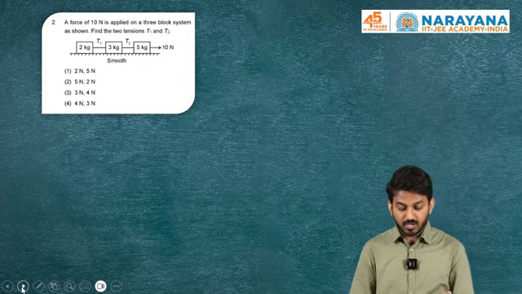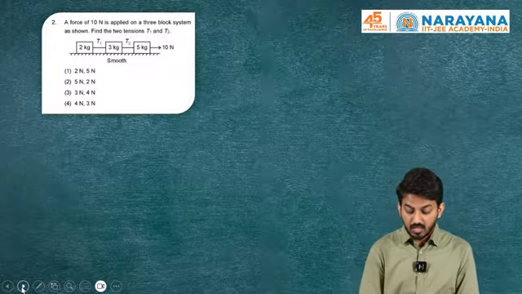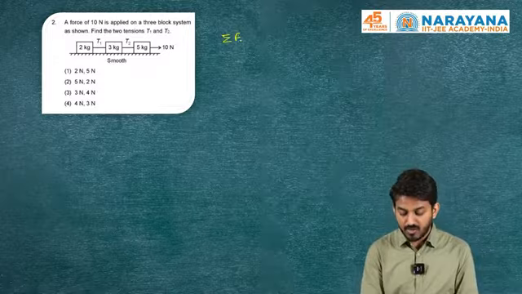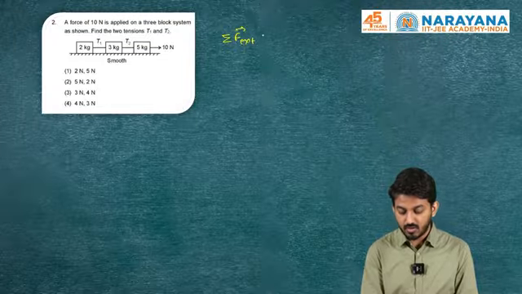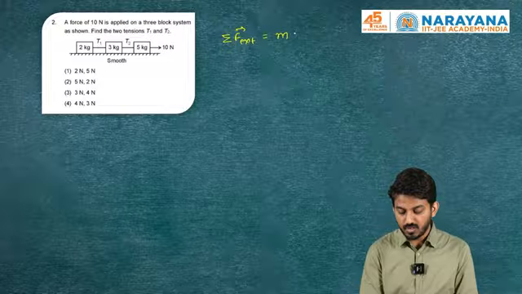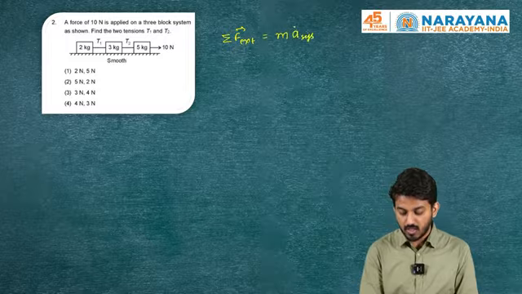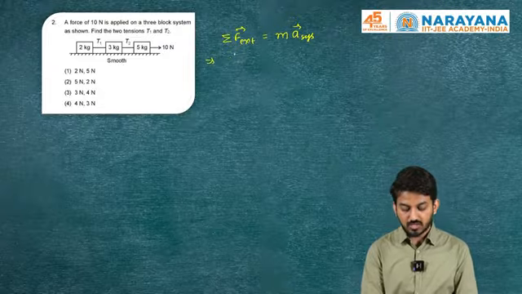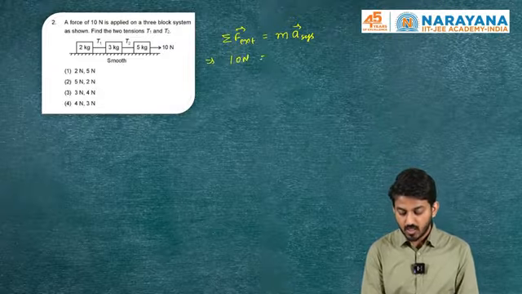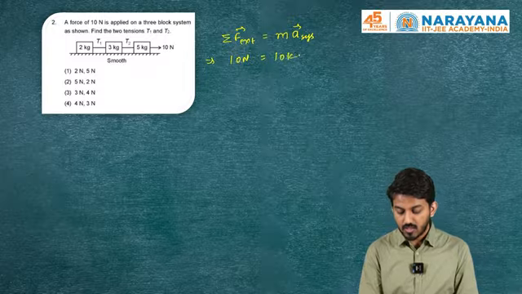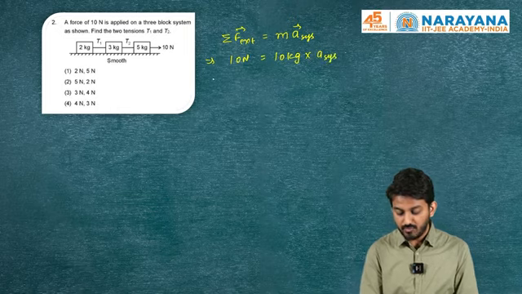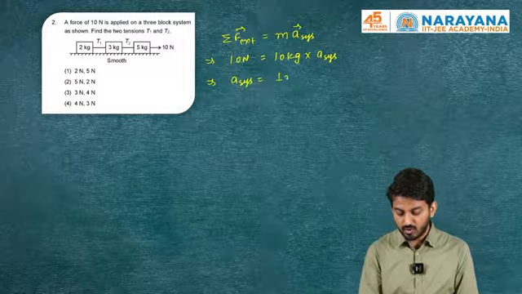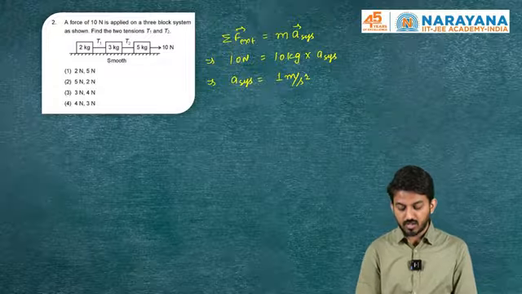So here we have 3 blocks being pulled by a force. They are being asked to find the tension. Now we know that sigma F external on any system of particles is equal to total mass into a of the system. The total force acting on the system is 10 Newton, and total mass of the system is 10 kg. So from this we can figure out the value of system's acceleration, which comes out to be 1 meter per second square.